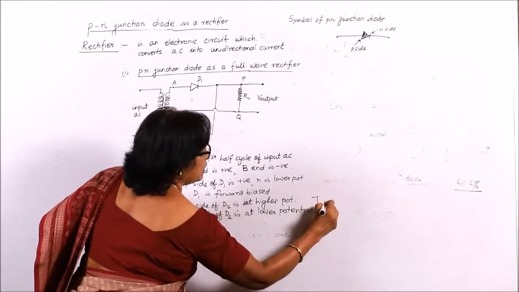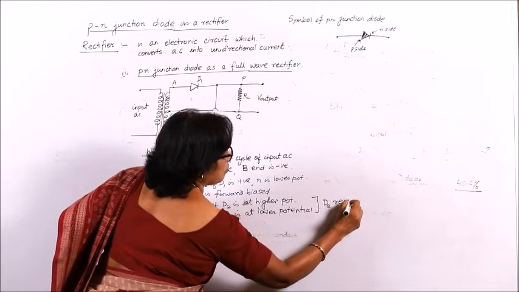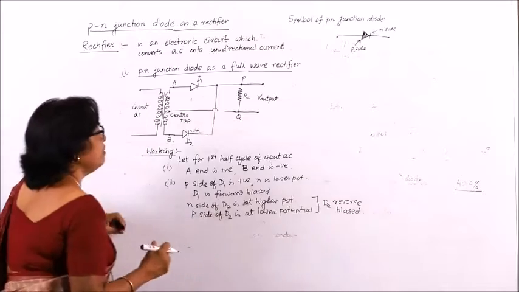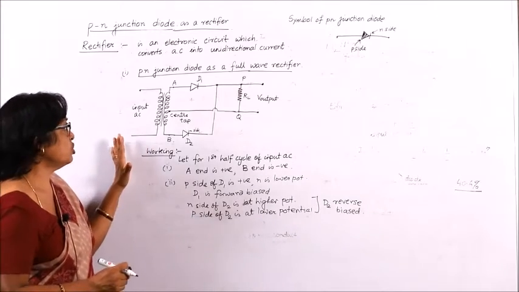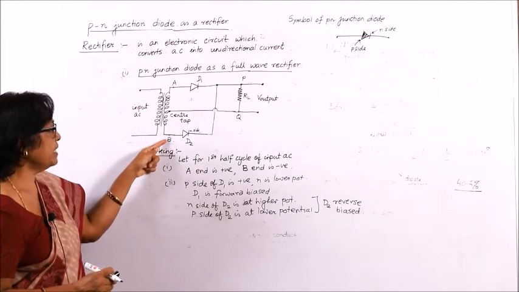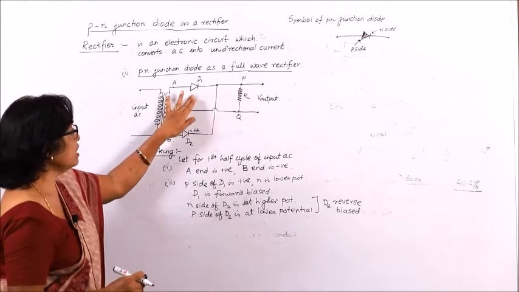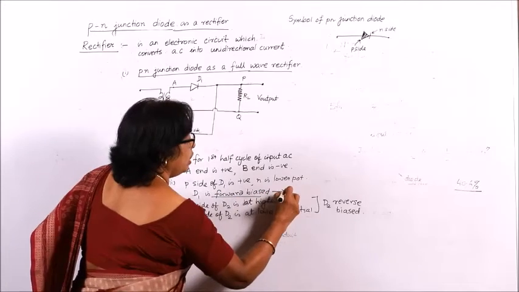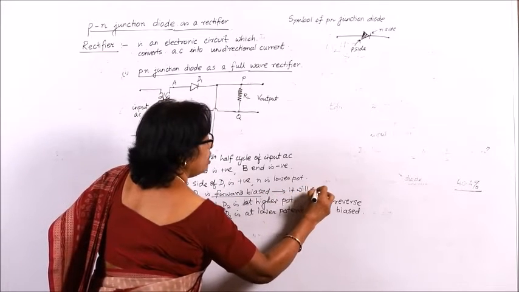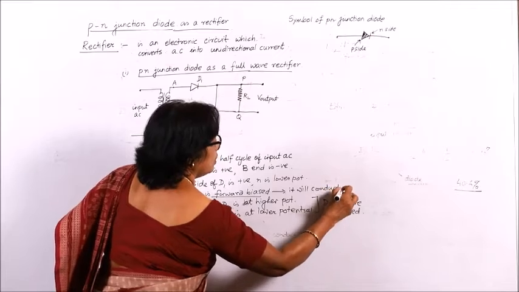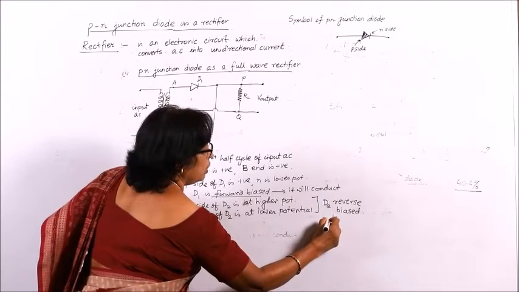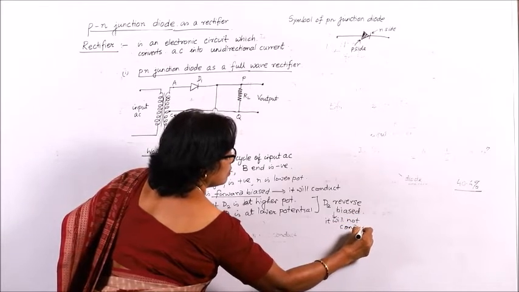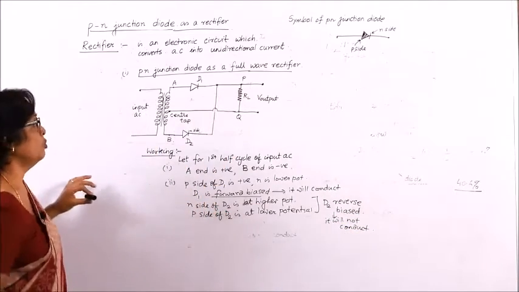So, this makes D2 reverse bias. So, what we find is that when the cycle is such that A is positive and B is negative, then we say that D1 is forward biased, D2 is reverse biased. If it is forward biased, it will conduct, it will allow current to pass through, but D2 is reverse biased, it will not conduct. That means current will not flow.